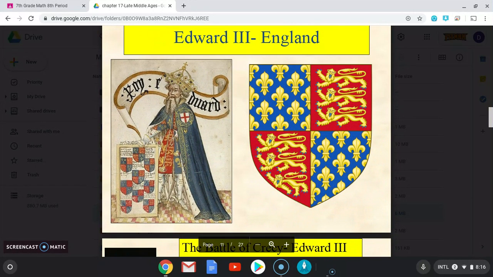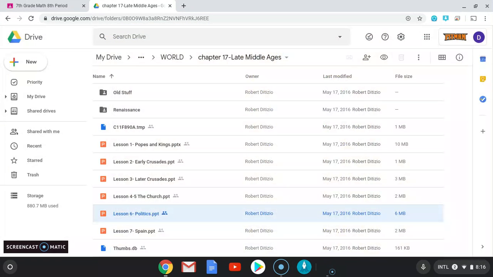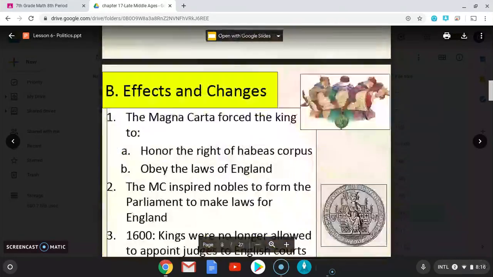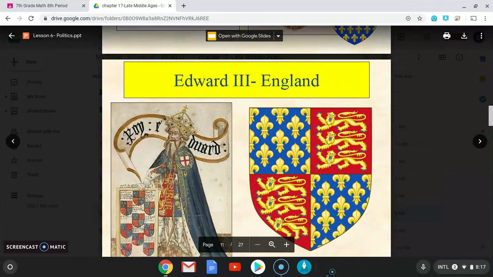All right, here we go. Here's Edward III. He's king of England. Because this war takes place over 100 years, it takes place over several generations, but he's the first king to invade. Here you can see his coat of arms.